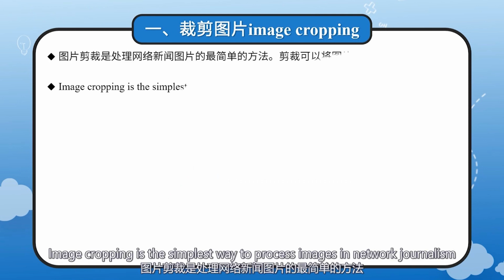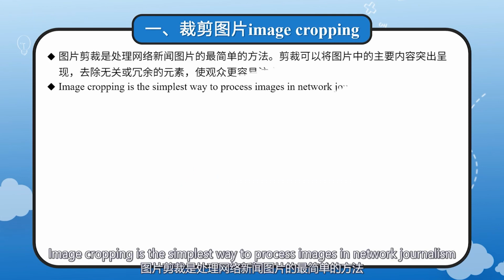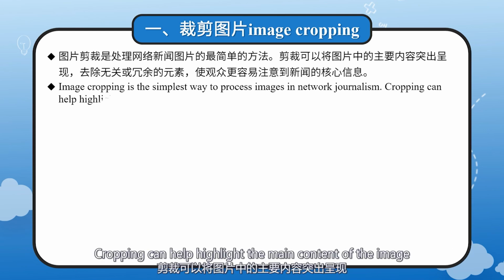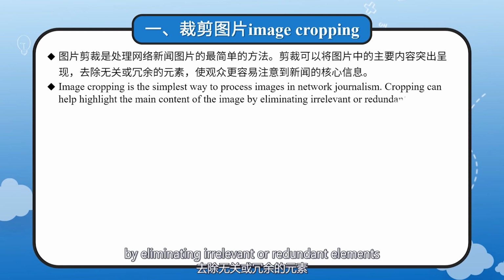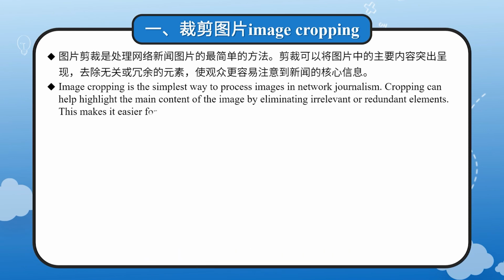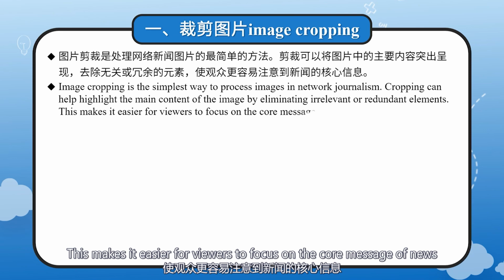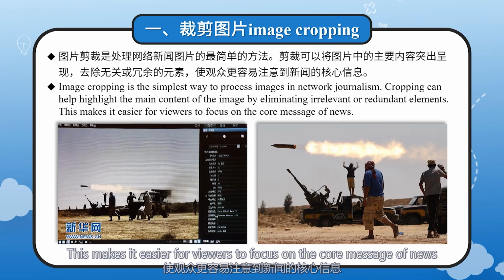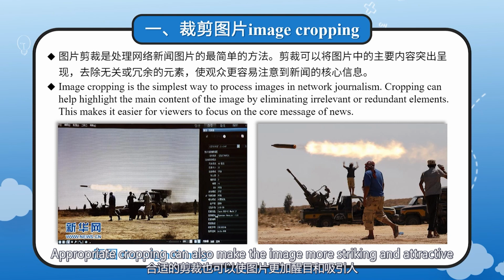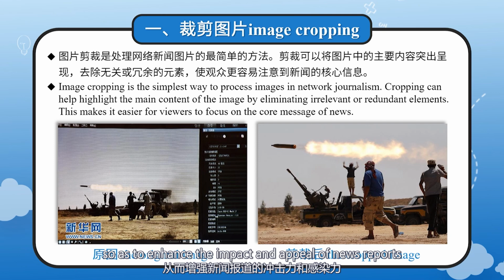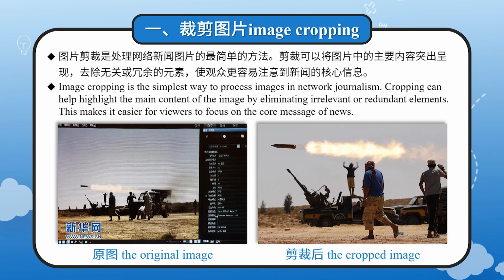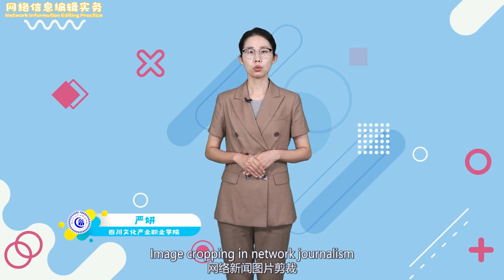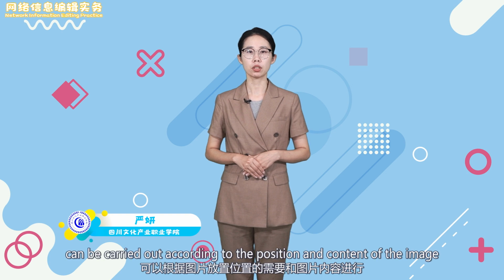Image cropping is the simplest way to process images in network journalism. Cropping can help highlight the main content of the image by eliminating irrelevant or redundant elements. This makes it easier for viewers to focus on the core message of news. Appropriate cropping can also make the image more striking and attractive, so as to enhance the impact and appeal of news reports. Image cropping in network journalism can be carried out according to the position and content of the image.